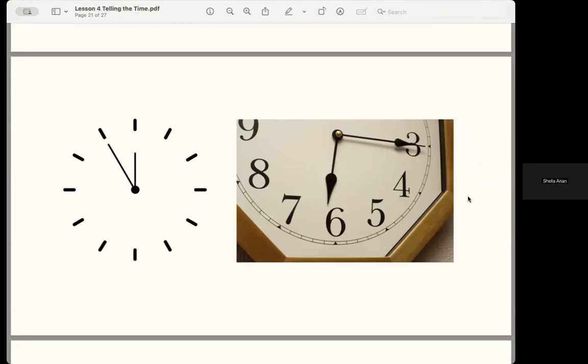Somebody else wants to have a go? Who is that? Shella, is that you? Okay, all right. It's quarter past 6. What is it? 15 past 6. Yes, good. Quarter past 6. Excellent. Very good.